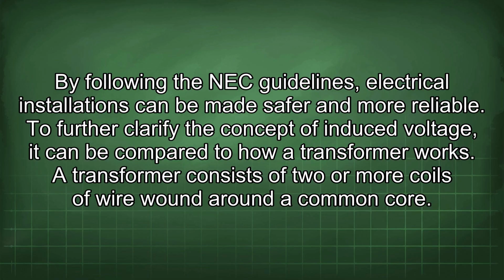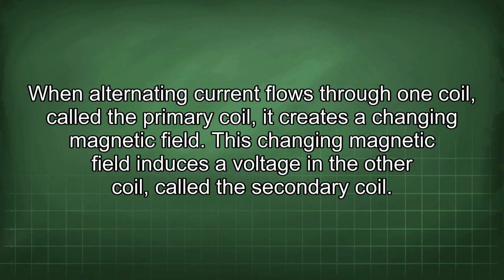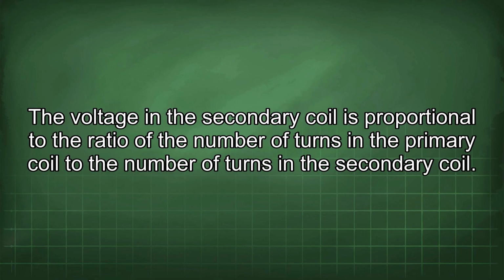To further clarify the concept of induced voltage, it can be compared to how a transformer works. A transformer consists of two or more coils of wire wound around a common core. When alternating current flows through one coil, called the primary coil, it creates a changing magnetic field. This changing magnetic field induces a voltage in the other coil, called the secondary coil. The voltage in the secondary coil is proportional to the ratio of the number of turns in the primary coil to the number of turns in the secondary coil.